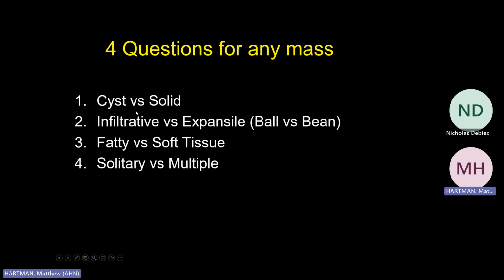Now we have our mass. If we can answer these 4 questions, we're doing very well. Is it solid or cystic? Is it infiltrative or expansile? And we'll use the example of the kidney. Is it bean-like or is it ball-like?